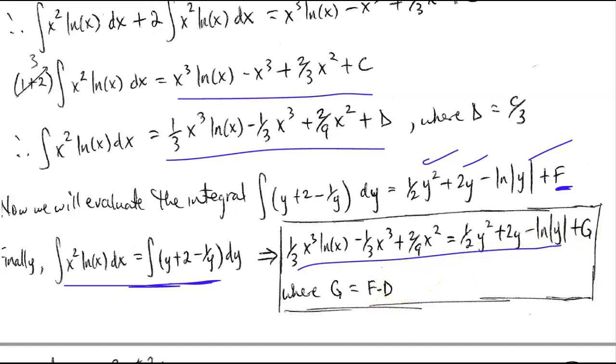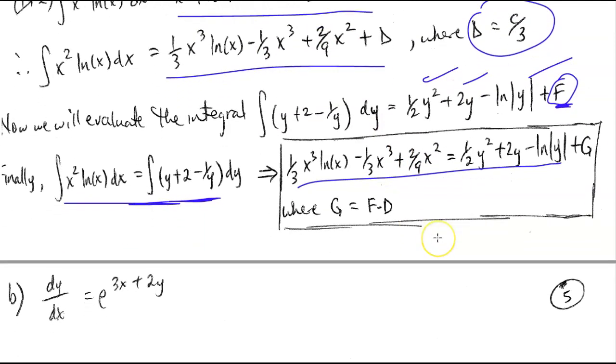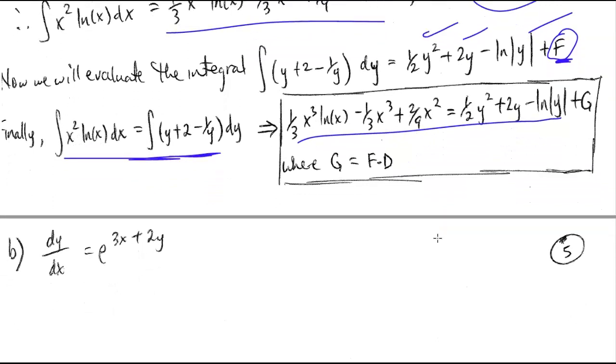And what G ends up being is just going to be F, and of course, F is right here, times D. And what D is, it came from here, which is just C divided by 3. Okay, so we're just combining constants there. And so with that, that ends up being our answer for this particular question.